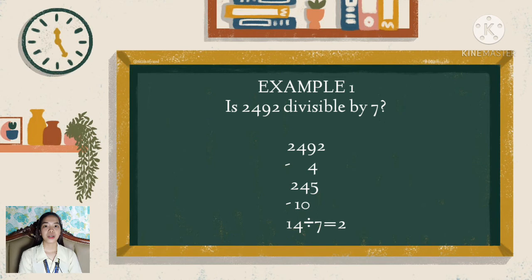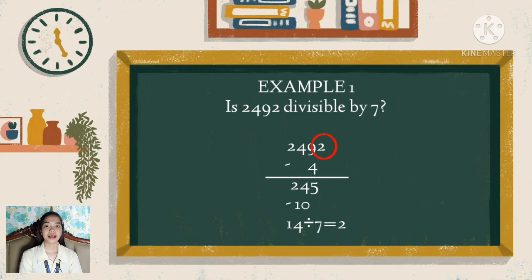2,492. So we need to take the last digit. So we need to double it. 2 times 2 is equal to 4. So we need to subtract the double number from the remaining number. 249 minus 4: 9 minus 4 is equal to 5. Bring down 4, bring down 2. So 245, it is still big. We need to subtract it again.